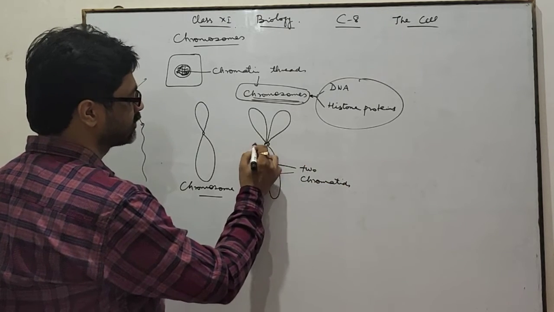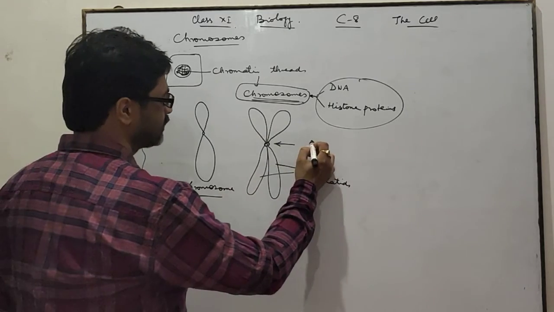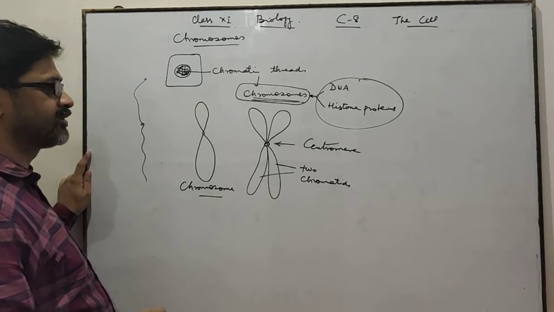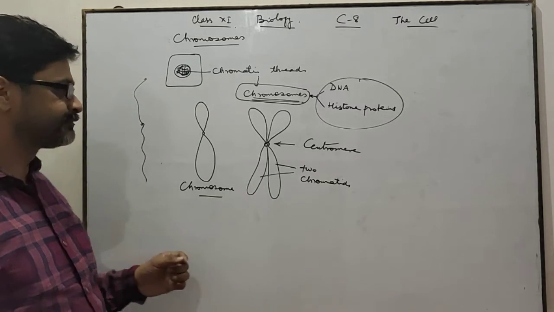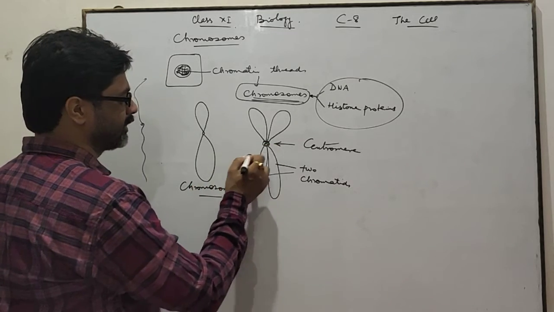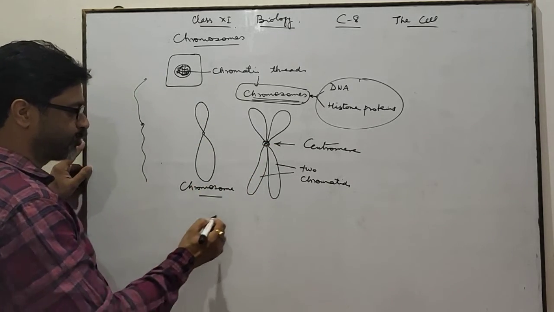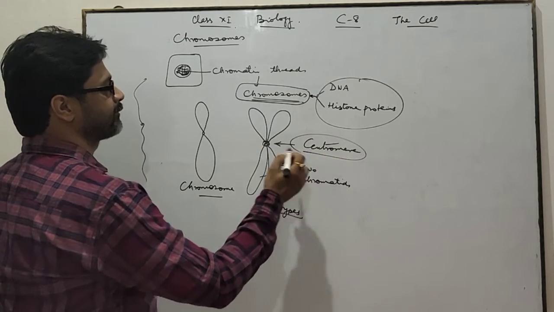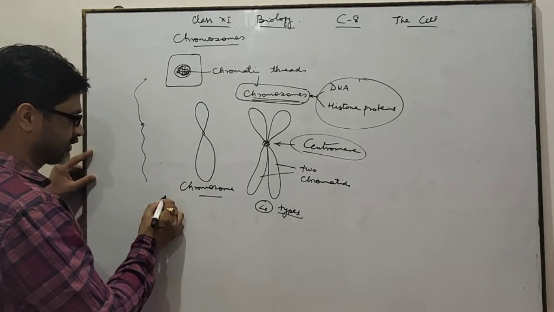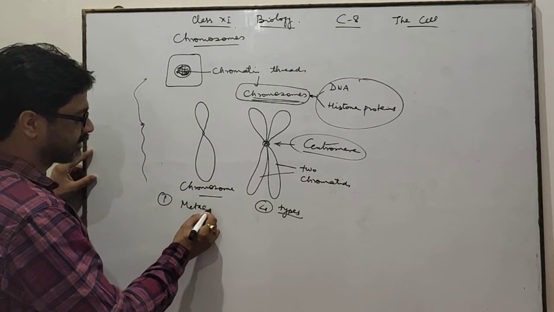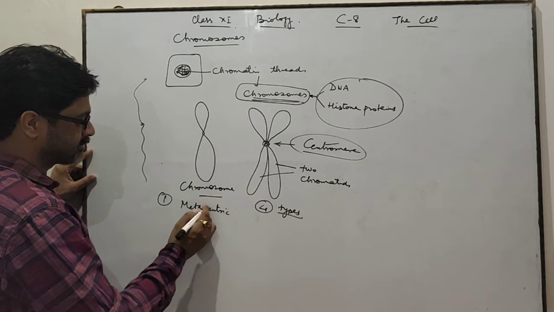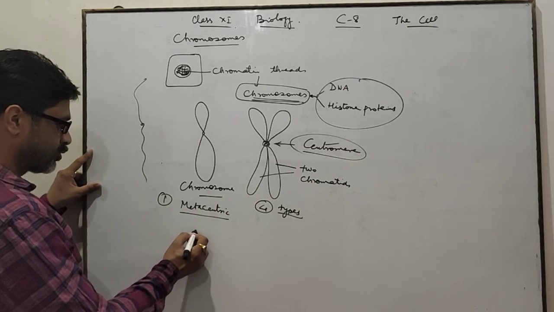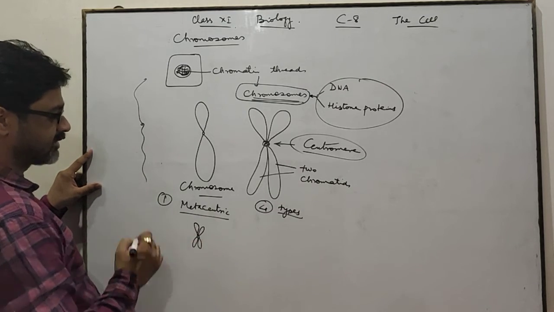The point at which these chromatids are attached is called centromere. Centromere is the point at which two chromatids are attached. On the basis of position of centromere, the chromosomes are of four types. First one is metacentric. What is metacentric? Metacentric is that chromosome in which centromere is present at the center.